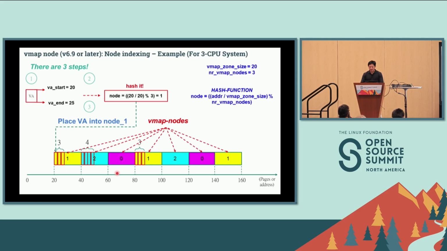Next, the hash function is based on 3 parameters: the starting address of the VA object, vmap node size, and number of vmap nodes. Applying this hash function gets node number 1. So we place this VA object into node number 1, as shown here.